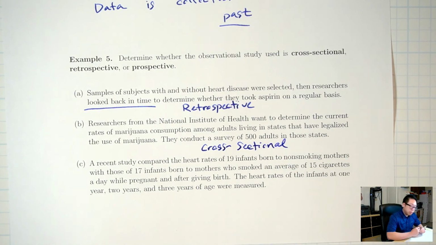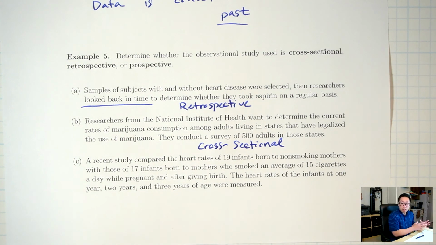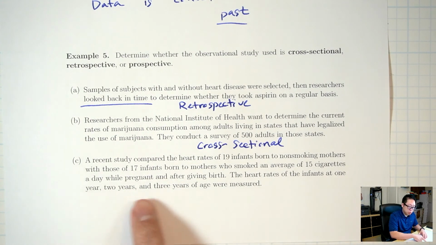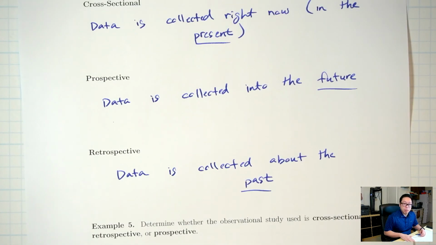And in part C, a recent study compared the heart rates of 19 infants born to non-smoking mothers with those of 17 infants born to mothers who smoked an average of 15 cigarettes a day while pregnant and after giving birth. The heart rates of infants at 1 year, 2 years, and 3 years of age were measured. Okay, so you start with the infants, and then you follow them when they're 1, when they're 2, and when they're 3, right, into the future. So this is a prospective study.